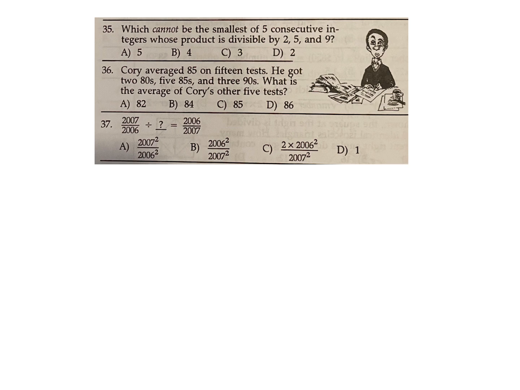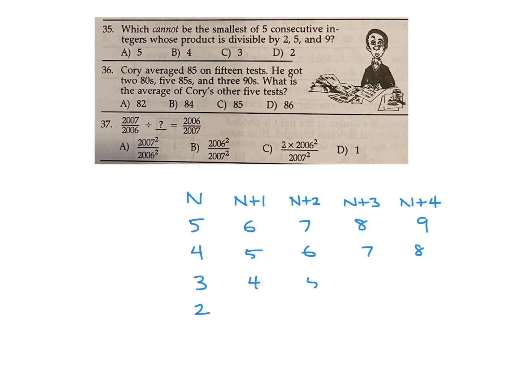Which cannot be the smallest of 5 consecutive integers whose product is divisible by 2, 5, and 9? So we have 5 consecutive integers, n, n plus 1, n plus 2, n plus 3, and n plus 4, right? So they're saying which of the following cannot. Okay, so let's just go with the answer choices. Let's say it's 5 or 4 or 3 or 2. If those are the possibilities, what would be the other numbers? Well, this would be 6, 7, 8, 9. This would be 5, 6, 7, 8. 4, 5, 6, 7. This would be 2, 3, 4, 5, 6.